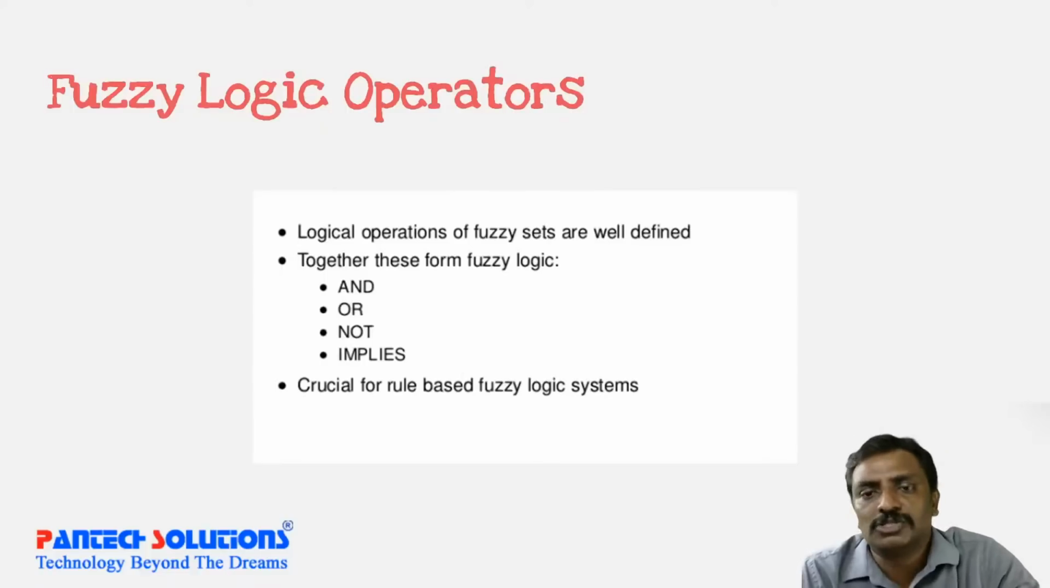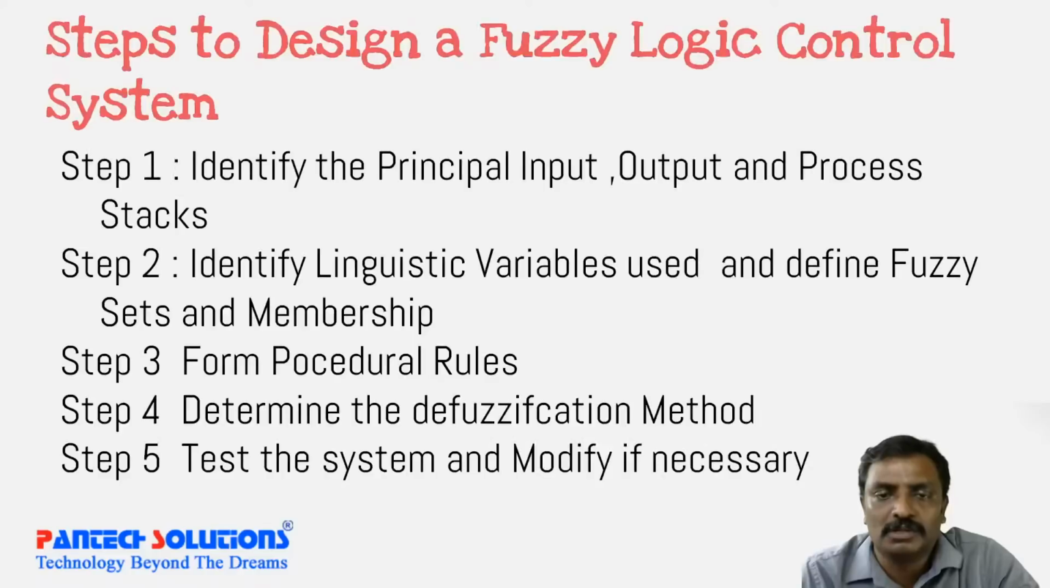So fuzzy logic operators: you have and, or, not, and implies. Apart from if and then, you also have these operators to build a fuzzy logic system. Okay, so what are the steps to design a fuzzy logic control system?